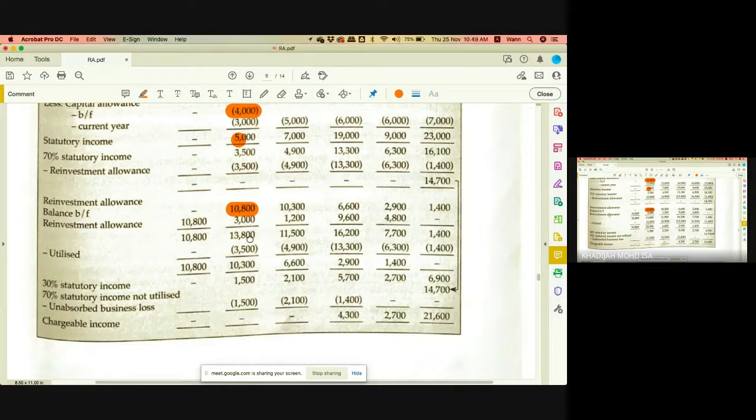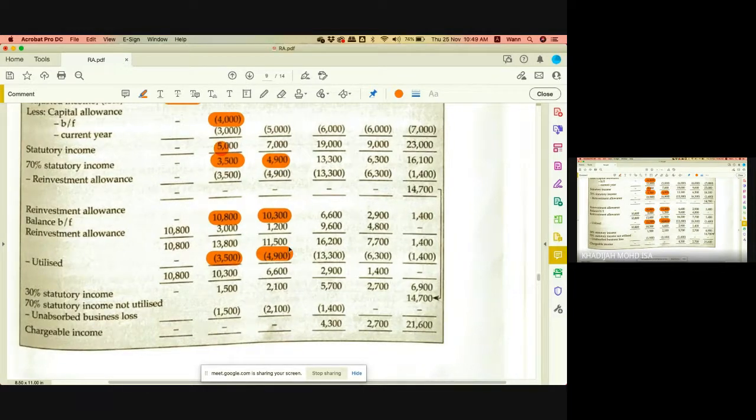So total 13,800. How much is 70%? 70% is 3,500. So because you had 13.8, you're going to utilize 3,500 only. So the balance you have will be carried forward to the following year. So in the current year, now you have a brought forward of 10.3 plus your current year, and then minus how much you utilize. 70% is 4.9, so that's why you utilize 4.9. And this amount that you utilize goes into your exempt income. Is that clear? Right. And then you do for all, right?